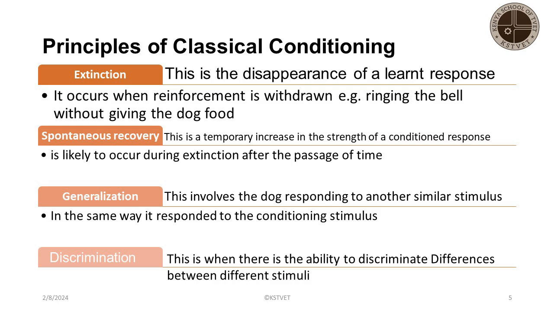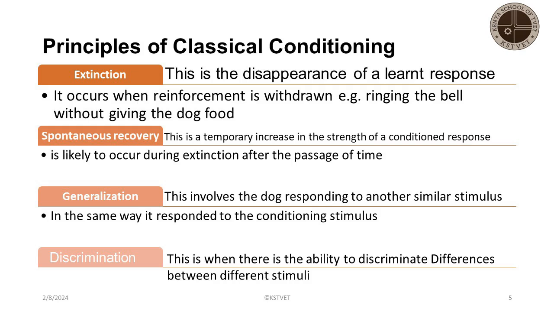The next principle is generalization. Generalization in classical conditioning occurs when an organism responds to stimuli that are similar to the conditioned stimulus with the same conditioned response. For example, if a dog has been conditioned to salivate in response to a specific tone, it may also salivate to similar tones or sounds, demonstrating a generalization of the learned response.